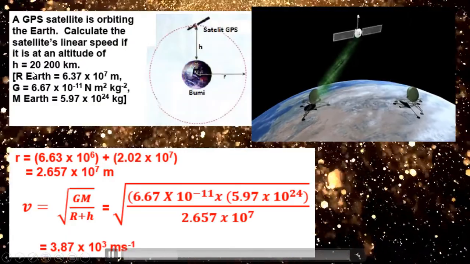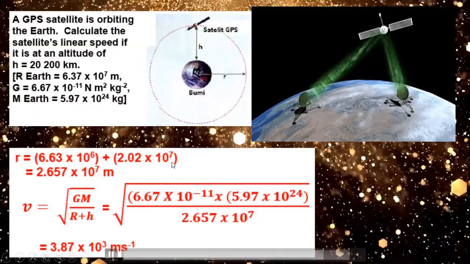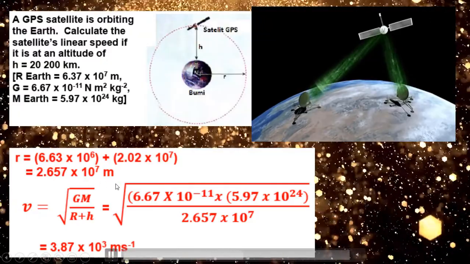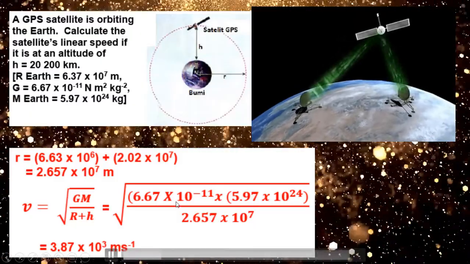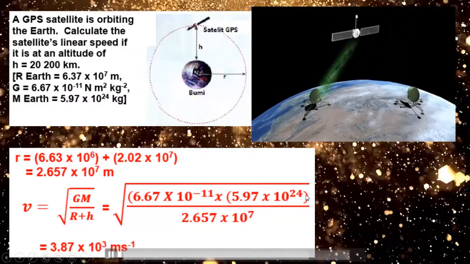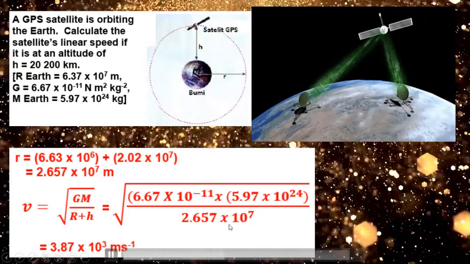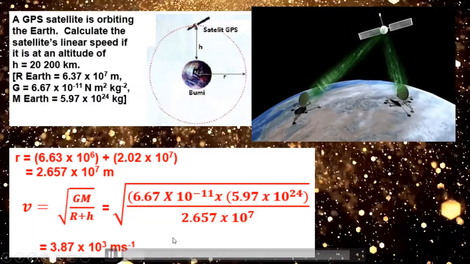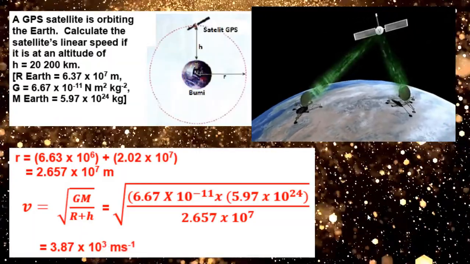So 2.02 times 10 to the power of 4 times 10 to the power of 3, you get 10 to the power of 7. You calculate using a calculator, so you get this answer. The next step is to insert into this formula. So G is 6.67 times 10 to minus 11 times 5.97 times 10 to the power of 24 divided by 2.657. Then you take the square root, and the final answer is 3.87 times 10 to the power of 3 meter per second. That will be the linear speed for the satellite in order to make sure it will orbit the Earth.